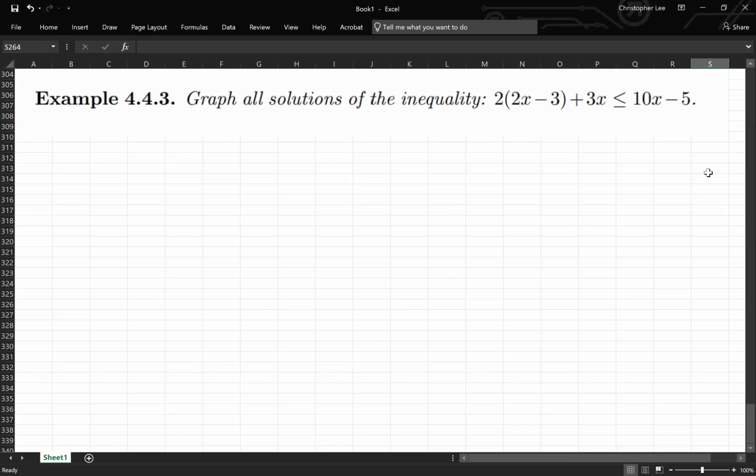Go ahead. For it, distribute the 2. So we're going to multiply, 4x and then minus 2.